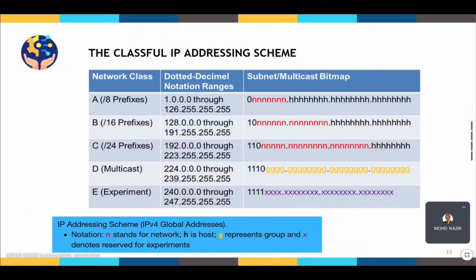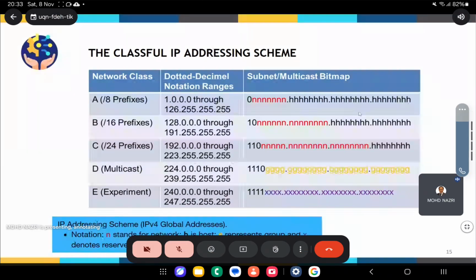Okay, so as we can see here, the network classes. For class A, we have an 8 prefix, which in decimal starts from 10.0.0 through 126.255.255.255. Okay, so for the binary map it should be this way: 0 n dot h. N stands for network.